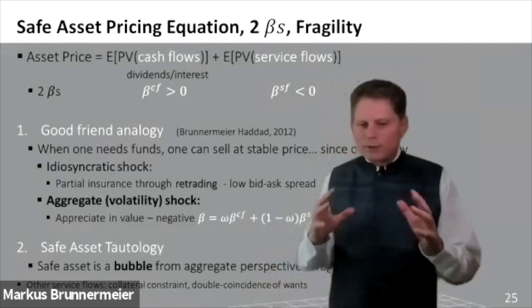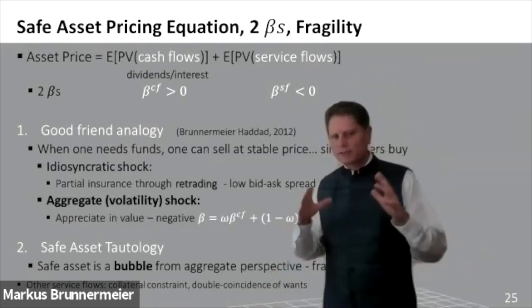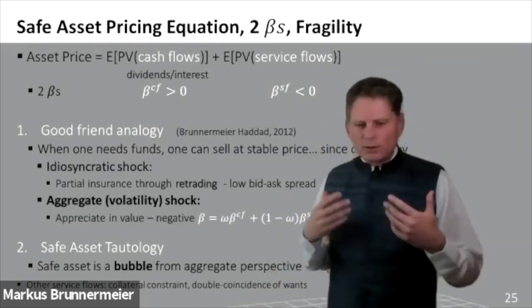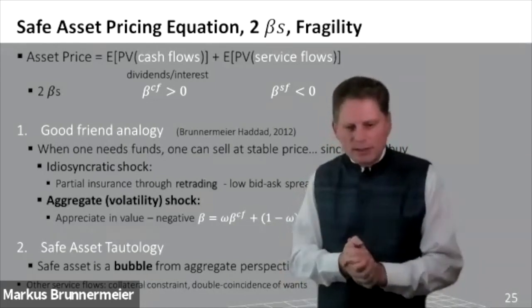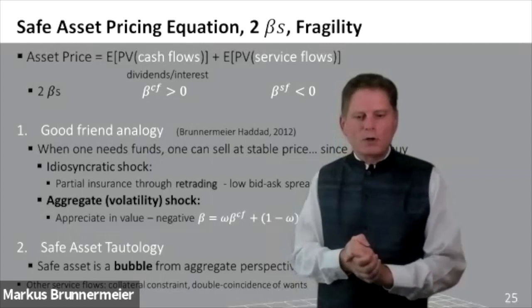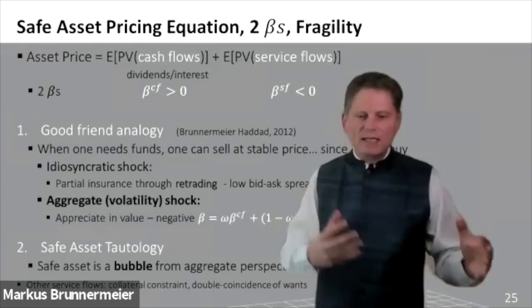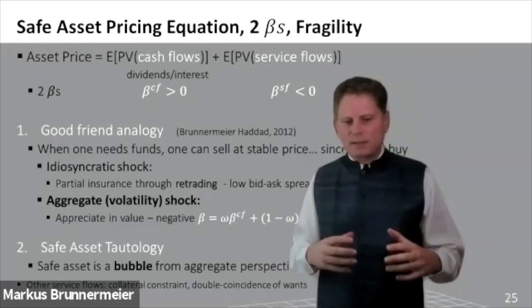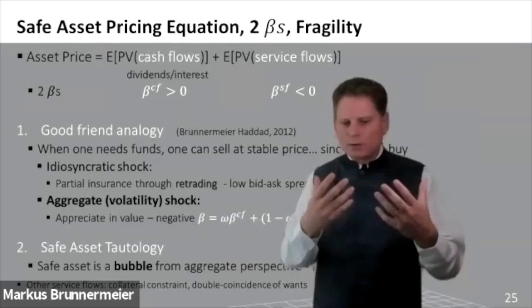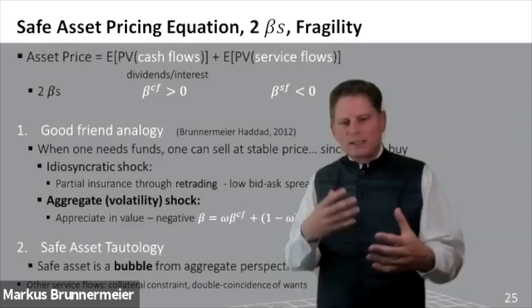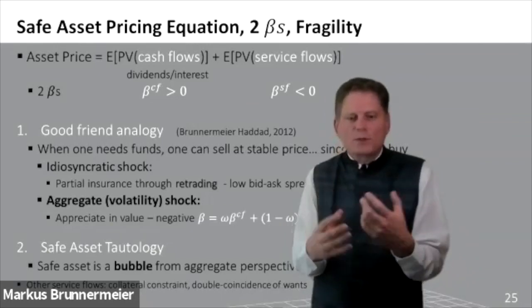Now, if I put it together, what is a safe asset? We said a safe asset is a good friend. It's not only a good friend individually, where your idiosyncratic shocks are captured, but it's also a good friend for the whole economy, because whenever there's an aggregate shock, it has a negative beta. This good friend analogy extends not only to individuals, where they can insure each other themselves. That's an initial motivation for the safe asset.